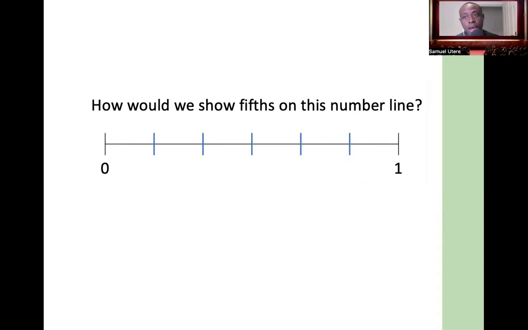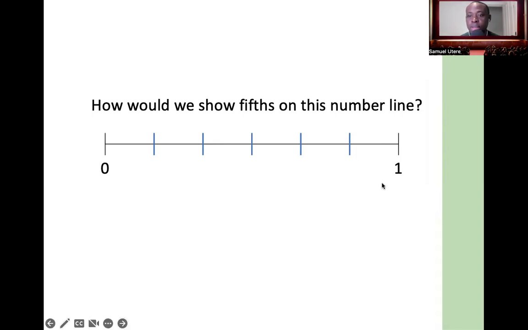Well, I don't think so, because if you recall, our skill is to know how to split the number line into equal intervals. So if we want to show fifths on the number line, we're going to have 5 intervals. But if you look carefully, you will see that we have 6 intervals. So we won't be able to show fifths here because we have 1, 2, 3, 4, 5, 6. So we need 5 intervals to show fifths.